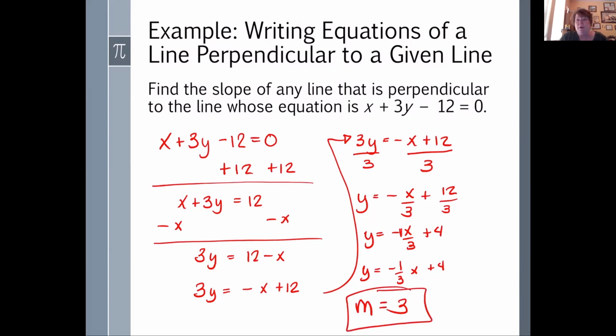You take the slope of the line that you're given, you find the reciprocal by flipping the fraction over, and then you change the sign. If it's negative, you make it positive. If it's positive, you make it negative.